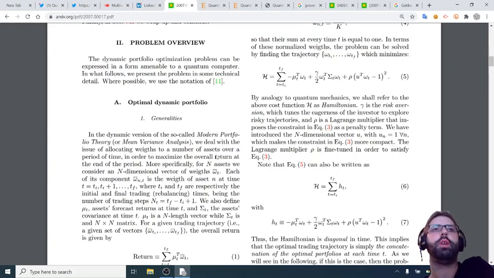In the dynamic version of the so-called modern portfolio theory or mean variance analysis, we deal with the issue of allocating weights to a number of assets over a period of time in order to maximize the overall return at the end of the period. More specifically, for n assets, we consider an n-dimensional vector of weights.